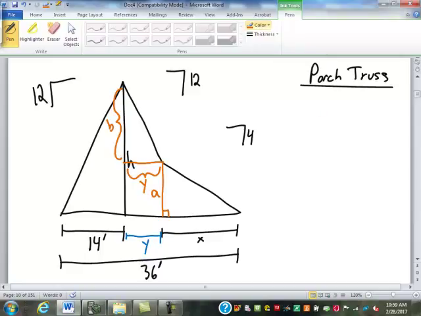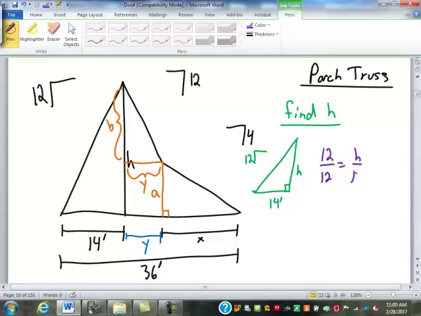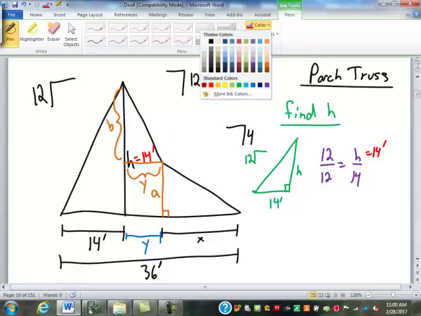Now, before I do anything, I'm going to find H because I can. How do I find H? We got 12 slope, 14 foot here. This is H. So 12 over 12, not A, but H, right? 14. So if I cross multiply and divide, H is 14 feet. That wasn't so bad.